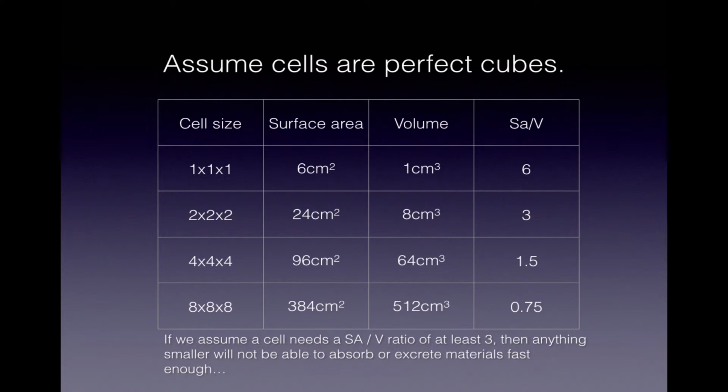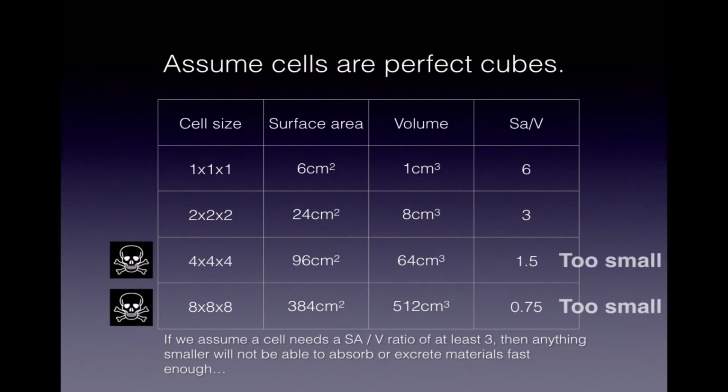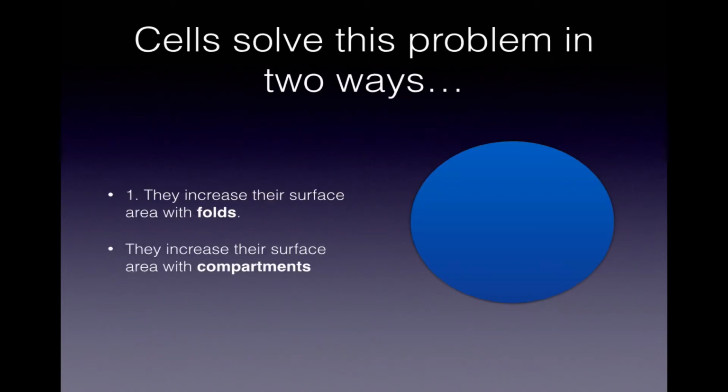And if we assume that a cell needs a surface area to volume ratio of at least 3, then anything smaller will not be able to absorb or excrete materials fast enough. All right, so these cells that I put a little skull and crossbones by are too large to survive because diffusion is just not fast enough to keep their insides going. Now, in real life, cells solve this problem in 2 ways. They either increase their surface area by folding their cell membrane into very complicated shapes, or they have compartments floating around in their cytoplasm, which are made of membrane, so they increase their surface area without increasing their volume. So let me show you graphically what I'm talking about here.